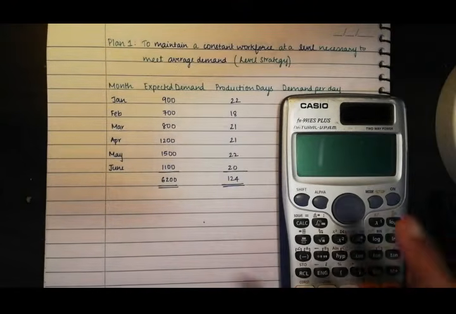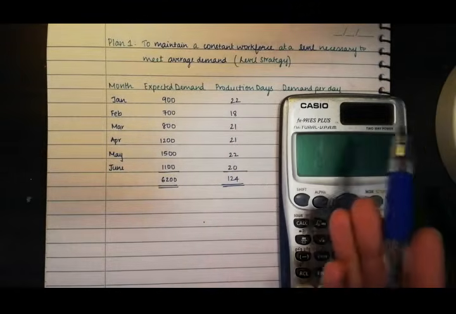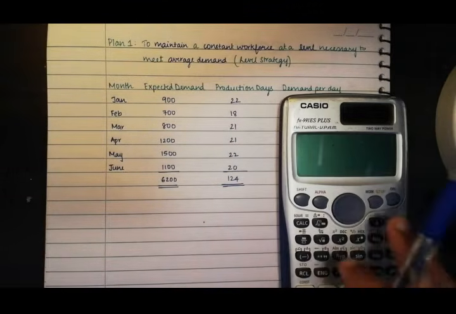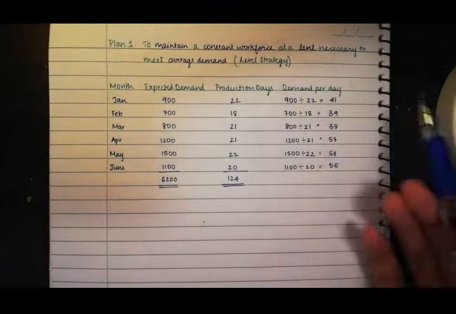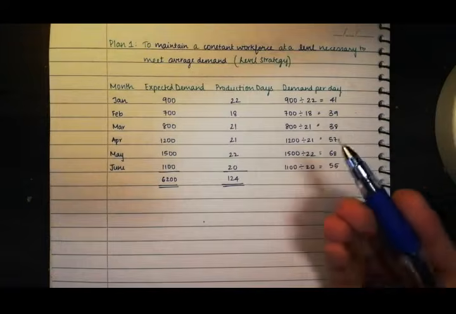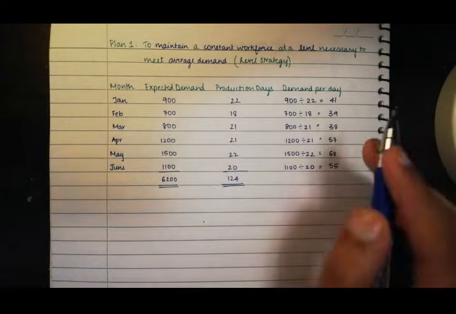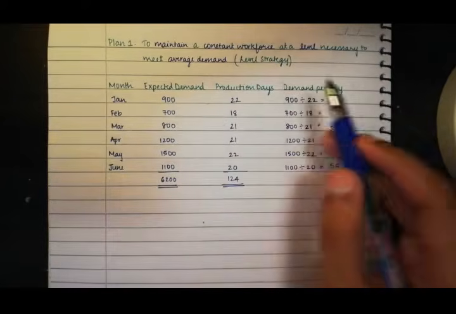And now we need to find the demand per day. Since we have these 2 variables, we can find the demand per day easily. It's just going to be 900 divided by 22, which is 41, and you'll find the demand per day. Sometimes they might give you the demand per day and you need to find the production days. Again, it's the same thing, just divide 900 by 41.